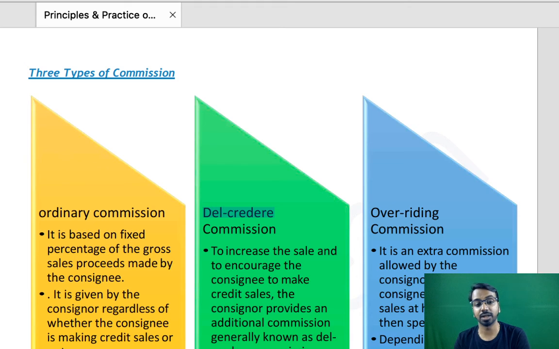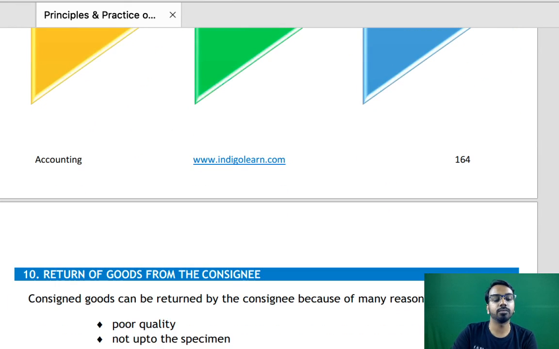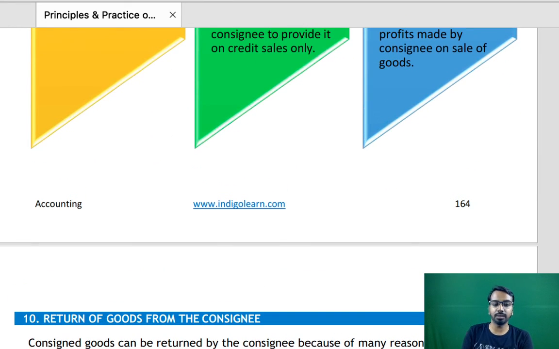The consignor will not debit bad debt related expense in the books because you are paying some higher commission or higher percentage. Then sometimes you will be paid overriding commission, which will be given in the question. Overriding commission is nothing but extra commission paid over and above the normal commission. This will be a simple computation in your examination. Now, what happens when the goods are returned? You just reverse the original entries that you had passed earlier, right?